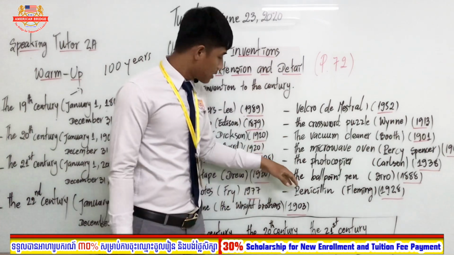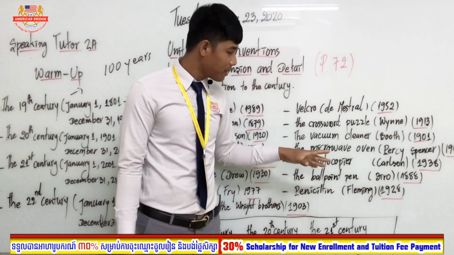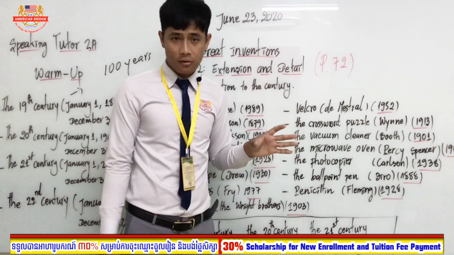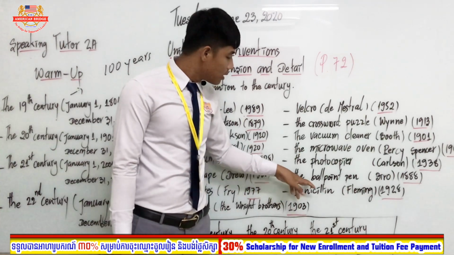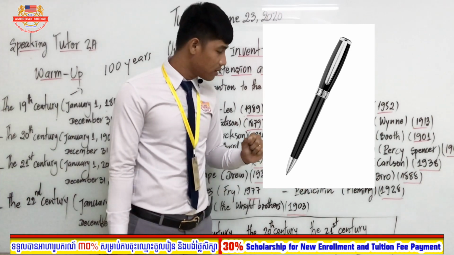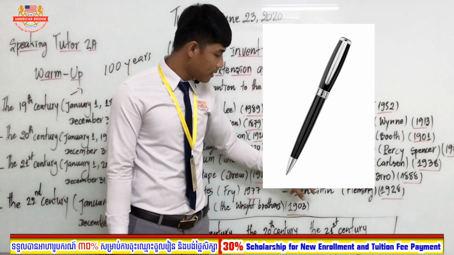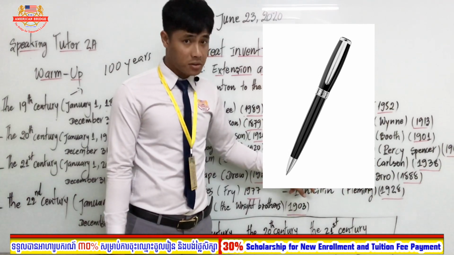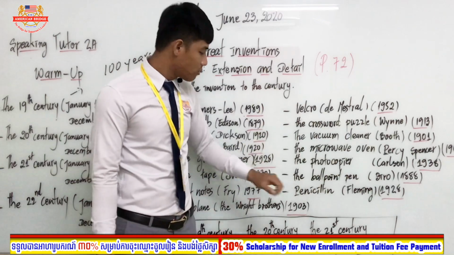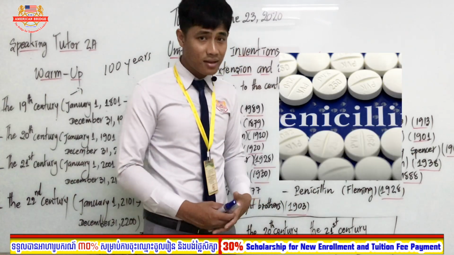Okay, good. The photocopier, this kind of machine that we use to copy the photo. Okay, next, the ballpoint pen. The ballpoint pen is a kind of pen that we use to write, but we can say it has a special ink, right? It was invented by Rowe. Next, penicillin, a kind of medicine.